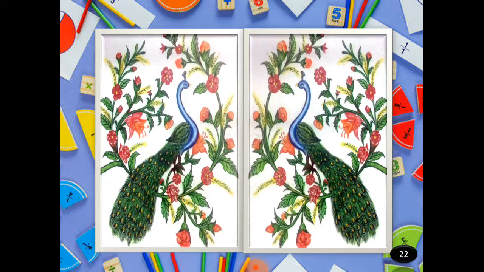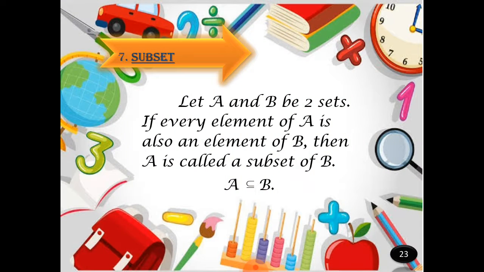This is a real life example for equivalent set. Both the images are same. Next, let us see subset. Next type is subset. Let A and B be two sets. If every element of A is also an element of B, then A is called a subset of B. We will denote the subset by this sign, A subset of B.